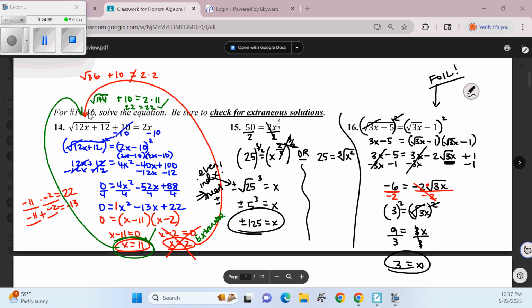We would still want to check for any extraneous solutions. So if you put this back up, a really quick check here. 3 times 3 is 9 minus 5, square root of 4. So that's okay. Equals the square root of 3 times 3, which is the square root of 9, which is 3, minus 1, which is going to be 2 on this side. So this guy checks out. Square root of 4 is equal to 2.